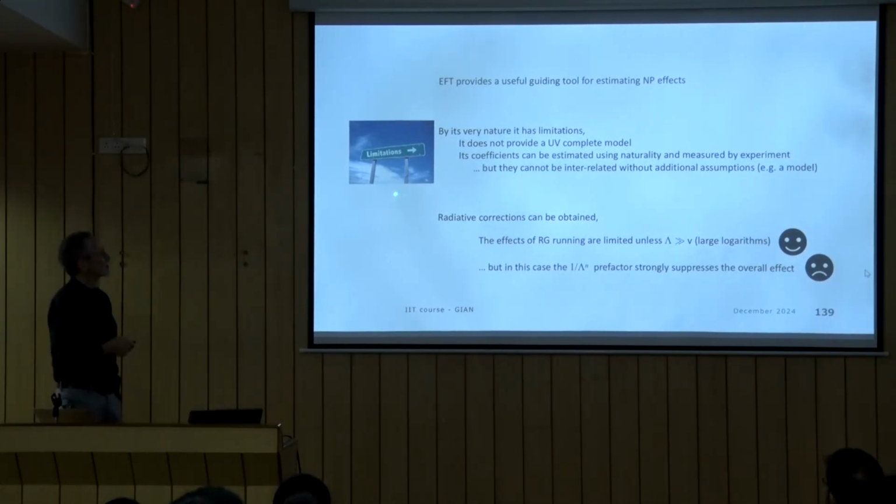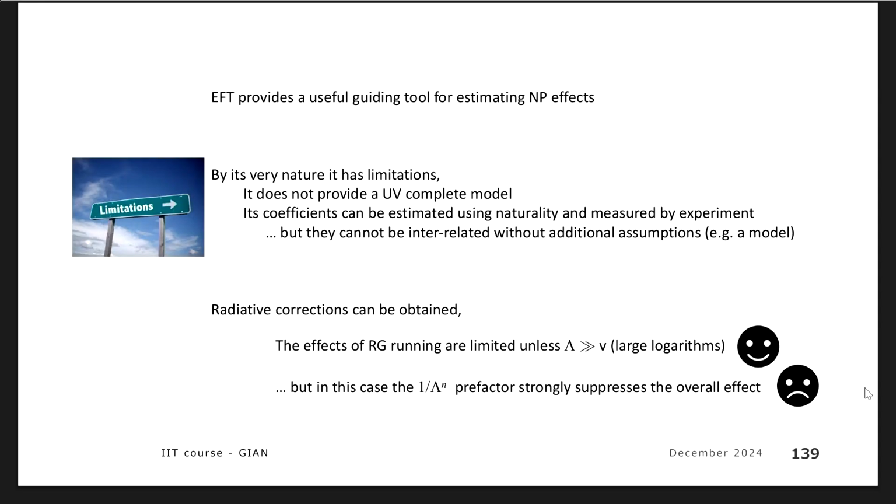Okay, so the coefficients can be estimated, but they cannot be interrelated as they would in a model without making further assumptions. If you have a model, then some of the coefficients that you get would be interrelated. That's great. But if you have a model, why worry about the effective theory?